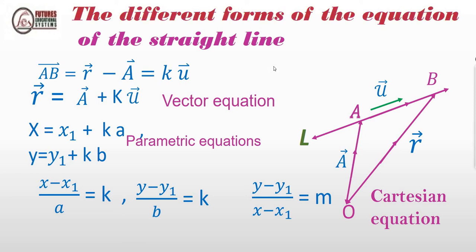The vector form of the equation of the straight line. If L is a straight line passing through the point A, and vector u is its direction vector, and assuming that point B lies on the straight line L, and vectors a and r are represented by the two directed line segments OA and OB, and u is a direction vector.